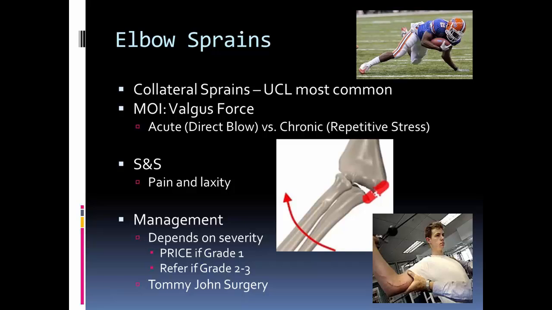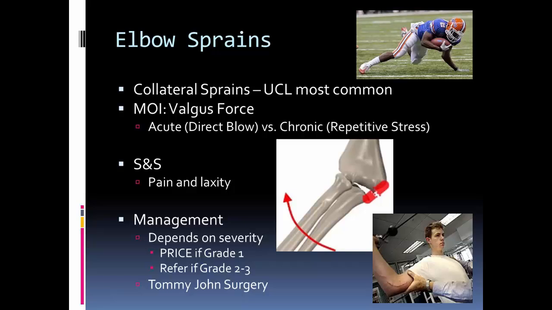As long as the person receives proper treatment and care, most people completely recover from a sprained elbow within 3 to 6 weeks. The management of an elbow sprain depends on the severity. We price if it is grade 1, and we refer if it's a grade 2 or 3.